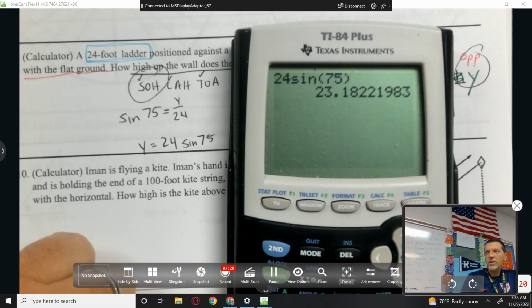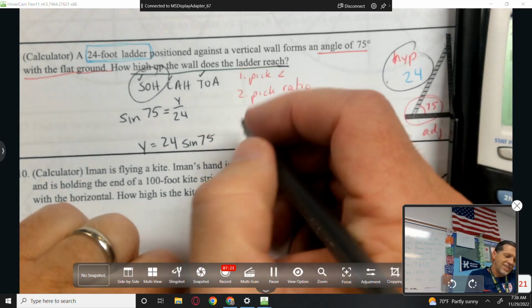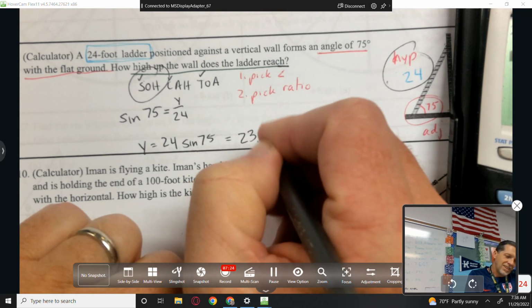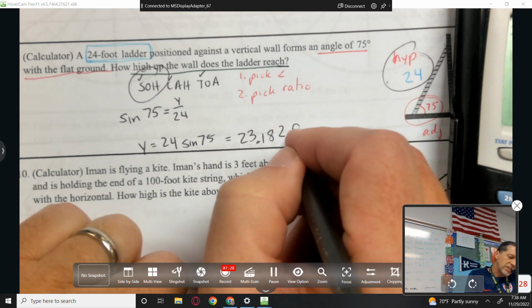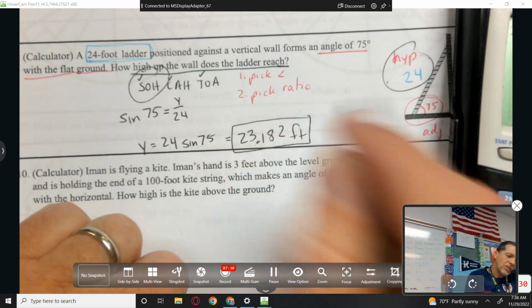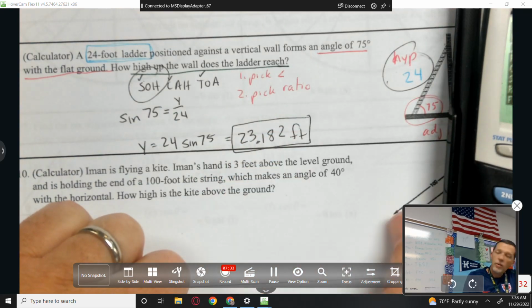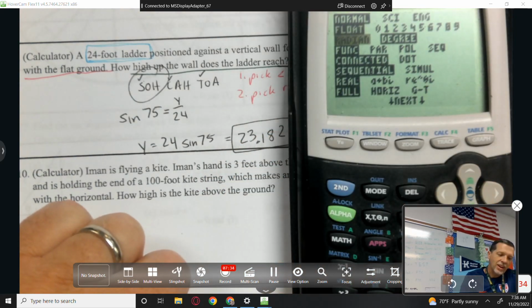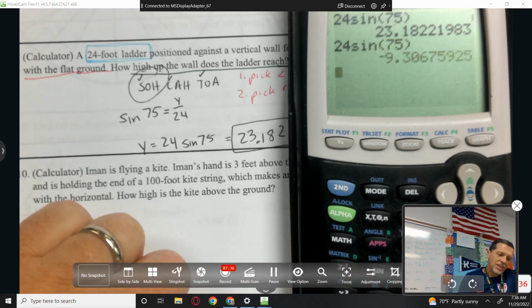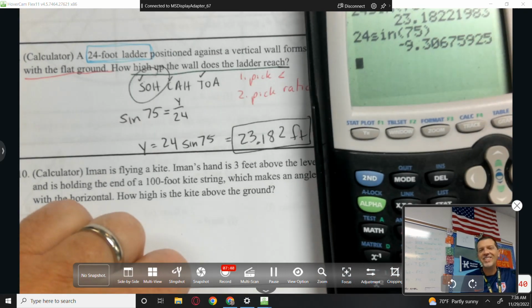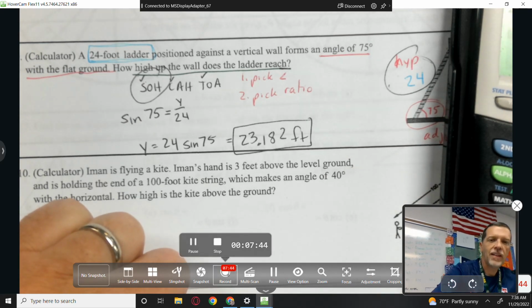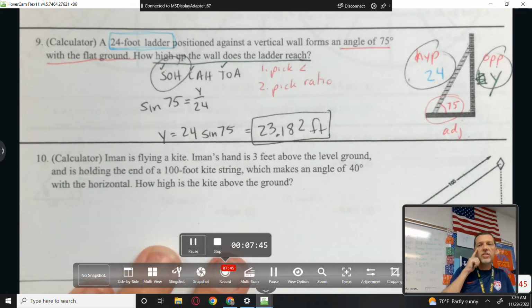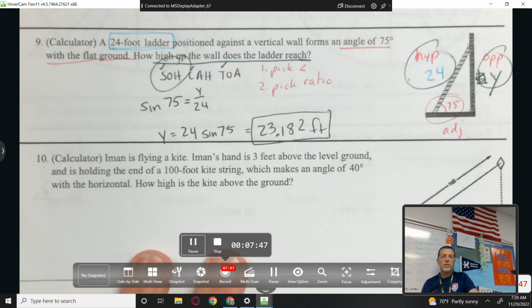23.182. The key had something like 23.070. Hmm. Yeah, it was something weird. I apologize. It should be 23.182. I wonder if I did that in radians. Nope, that's definitely not right in radians. Apologies for that on the key. I don't know what happened.